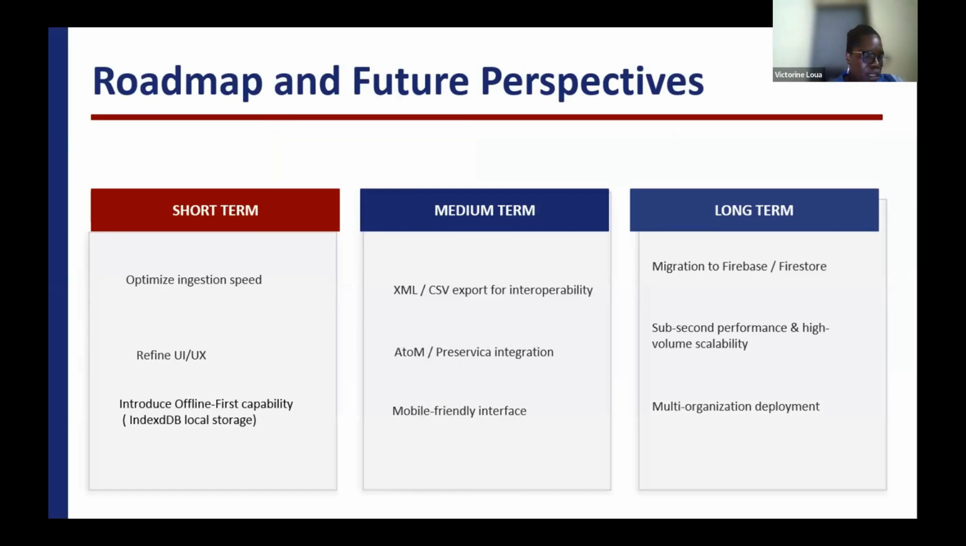The roadmap. The roadmap includes improving ingestion speed, refining the interface, introducing offline-first capability to solve internet problems, and developing export capabilities using international standards. In the long term, migration toward Firebase would allow higher scalability and multi-organization deployments.